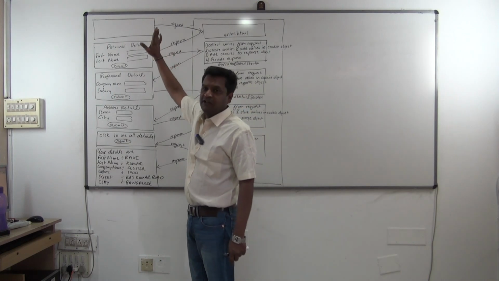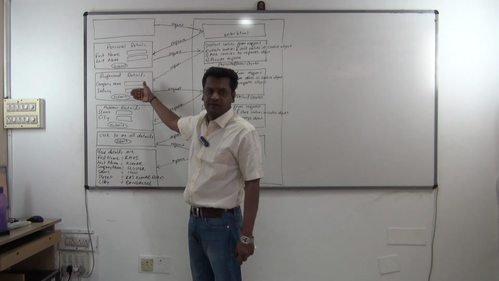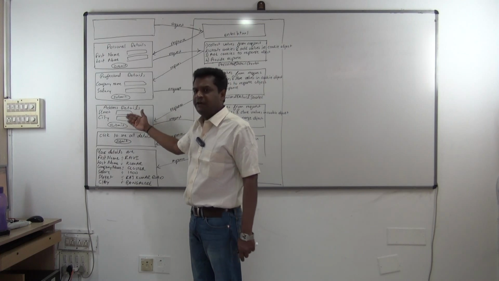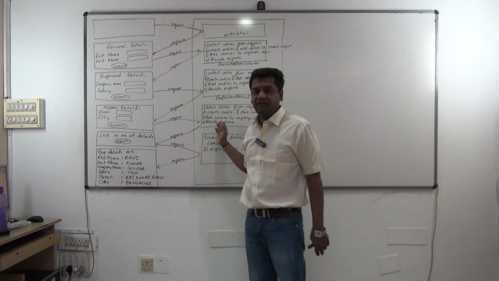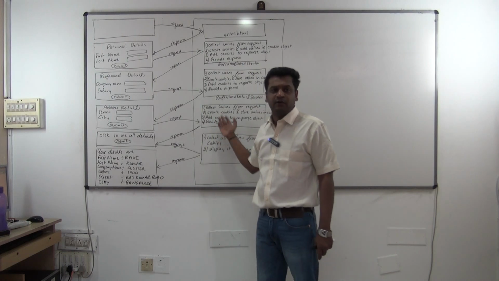Which one? Personal details was lost long back. This time you are losing which detail? Professional details. Next time he enters address details and gives the value, you will be having only two values now. Which one? Street and city here. Okay, in the request you'll have only two. The previous two are lost.